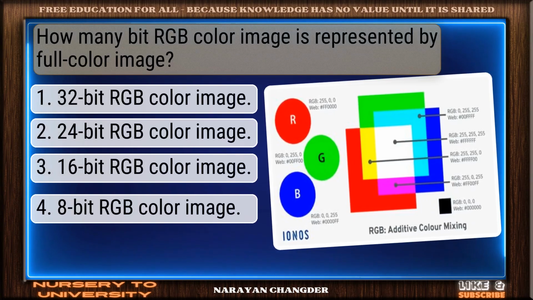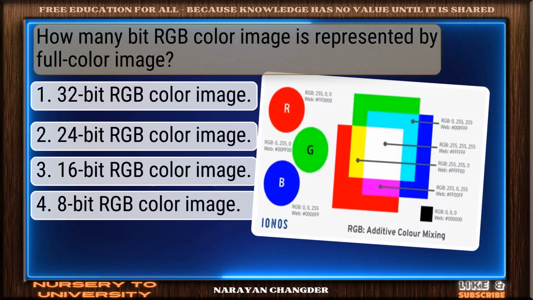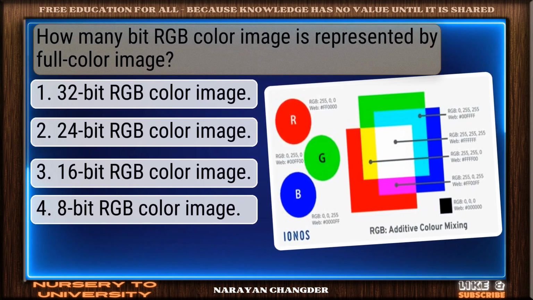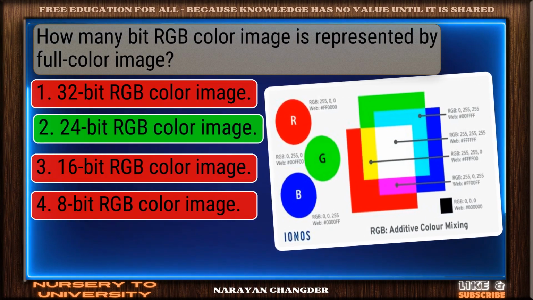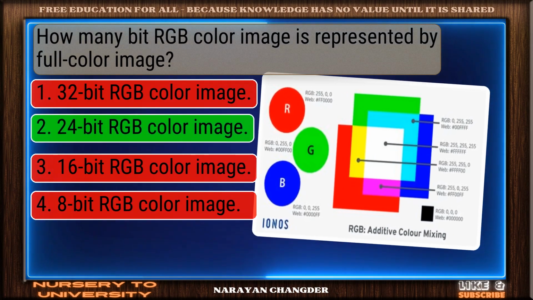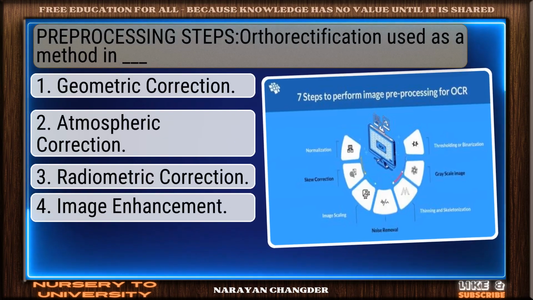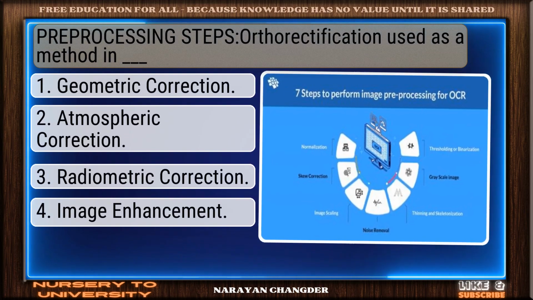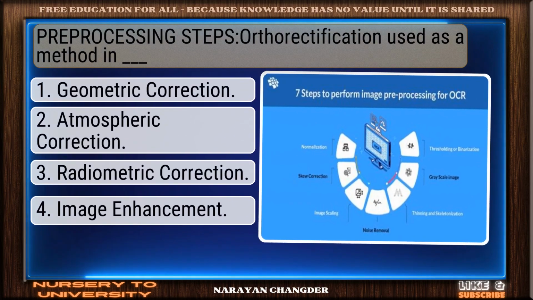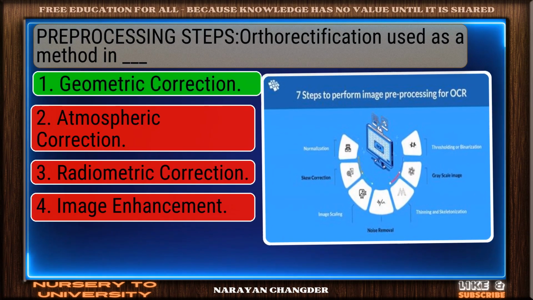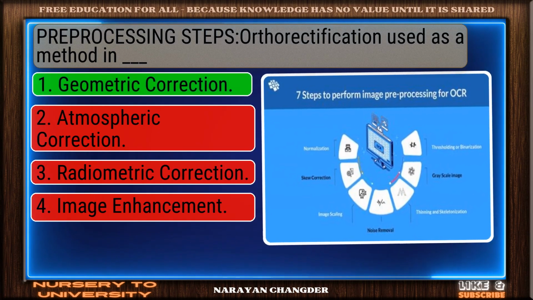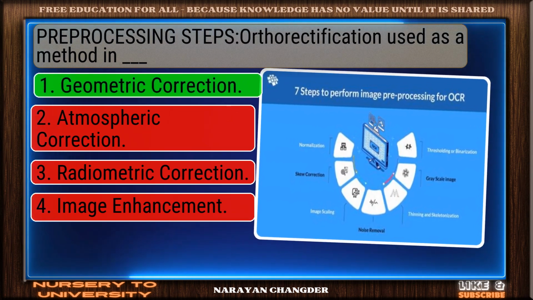Question number 36. How many bit RGB color image is represented by full color image? Well reasoned. 24-bit RGB color image is the correct choice. Question number 37. Preprocessing steps, orthorectification used as a method in dash. On track. Geometric correction is the correct answer.